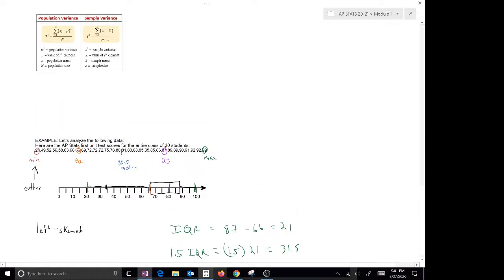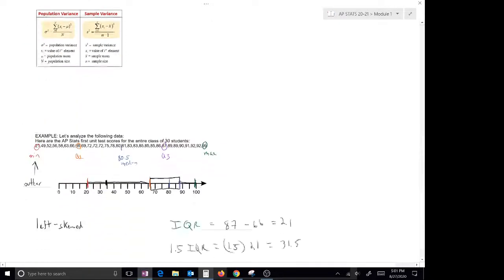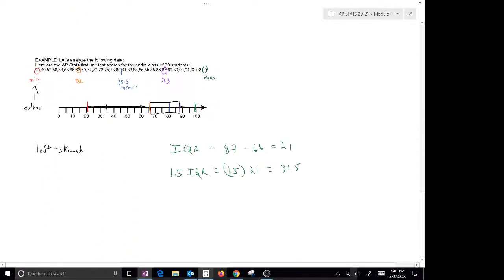Okay, center. Well, we already identified the median. Okay, our median is 80.5. That is the middle of the data. Half of our data is above that, half of our data is below that.